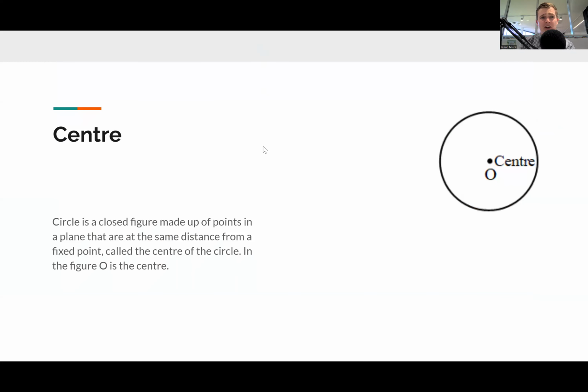So the first one, which actually wasn't in that list, is the center. So a circle is a closed figure made up of points in a plane. They're the same distance from a fixed point, called the center of the circle. In the figure, O, which if you look at my circle here, is in the center. So the center is the very middle point of a circle. I'm going to be referring to the center a little bit today, which is why I wanted to quickly point that out.